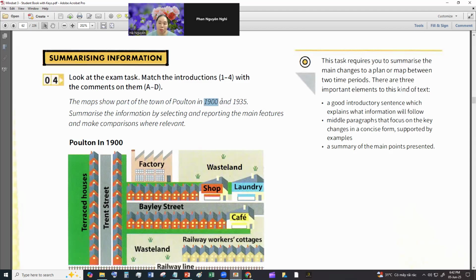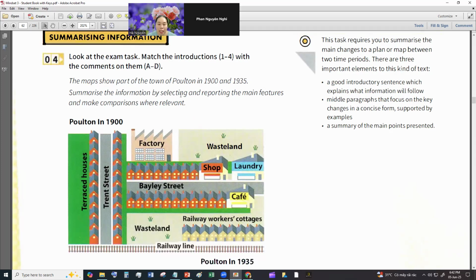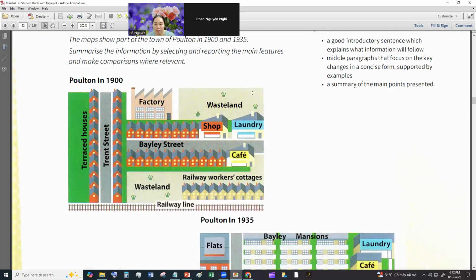Yes, it is possible to say "one thousand nine hundred". So that's one way to say this year, the year 1,900. Another way you could say is "nineteen hundred". So there are two ways to say this year. I would suggest you say the second method, nineteen hundred, because it's faster. So remember this is nineteen hundred. All right, so the maps show part of the town of Halton in 1900 and 1935.